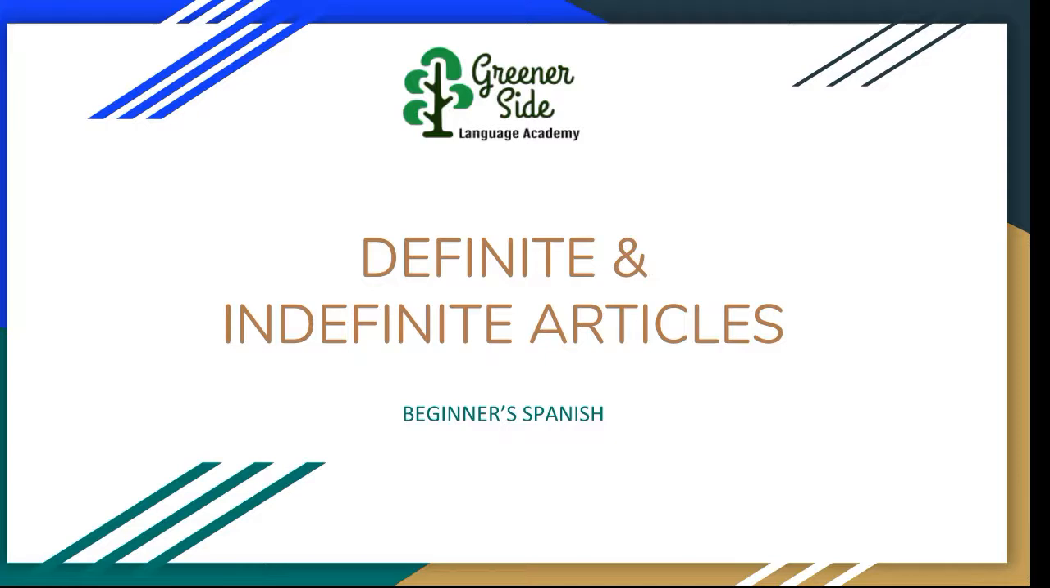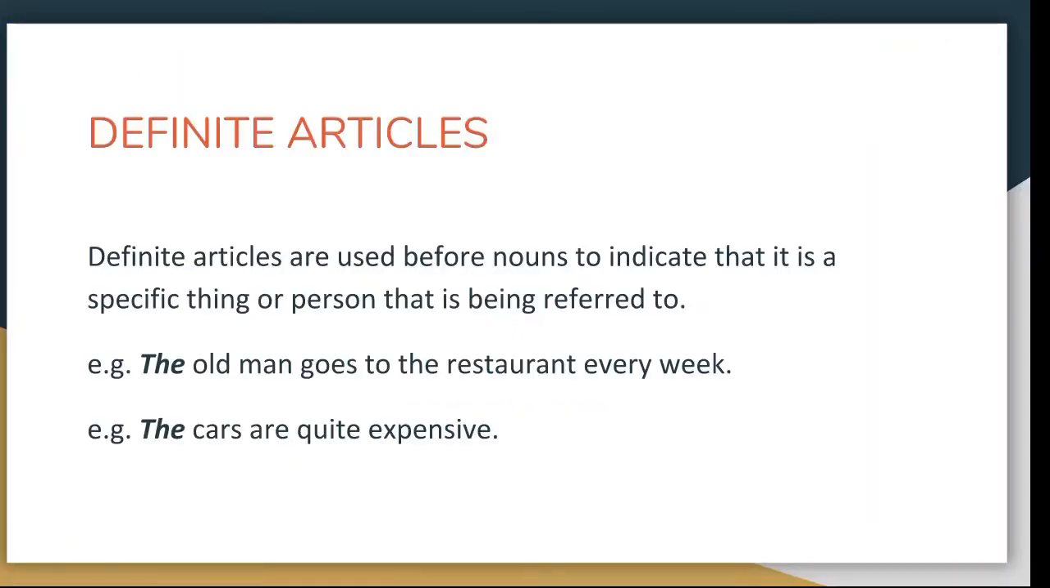Today, we'll be doing a video on beginner Spanish, and the topic of the day is definite and indefinite articles. So definite articles are used before nouns to indicate that it's a specific thing or person that is being referred to. For example, if I were to say, the old man goes to the restaurant every week, it means that I'm talking about a specific or a particular old man. The other example is, the cars are quite expensive. In this case, I'm talking about a particular group of cars.